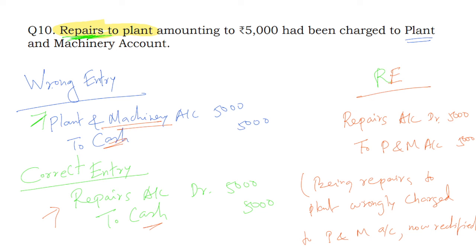Correct, Rupasri madam, you are right. Repairs account debit to plant and machinery, this is the correct entry. JPL Reddy madam, you are also correct. Yes. So this is the solution to question number 10. Now moving to the next question.